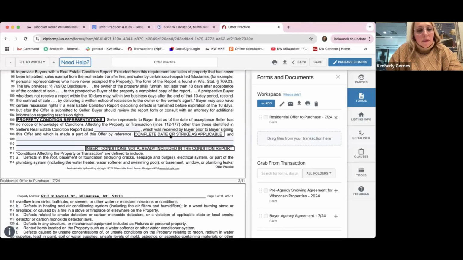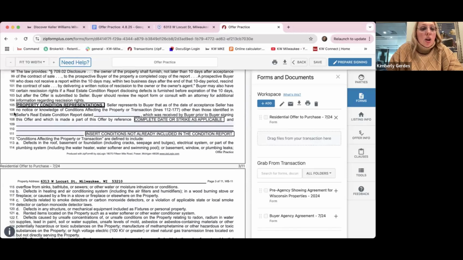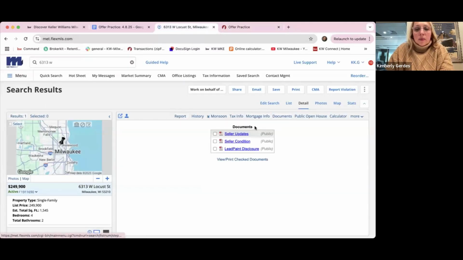But if the sellers lived in the home, they are responsible for filling out the condition report to the best of their knowledge. So here in line 107, this indicates that the seller has in fact provided a condition report, and that condition report is dated blank. At the time I did this practice offer, the condition report wasn't up in MLS yet, but it is now. And here it is, seller condition report.